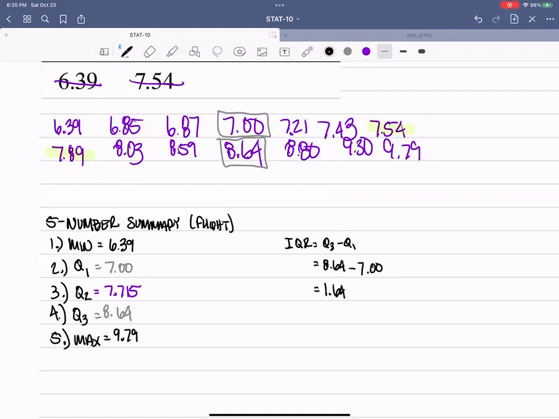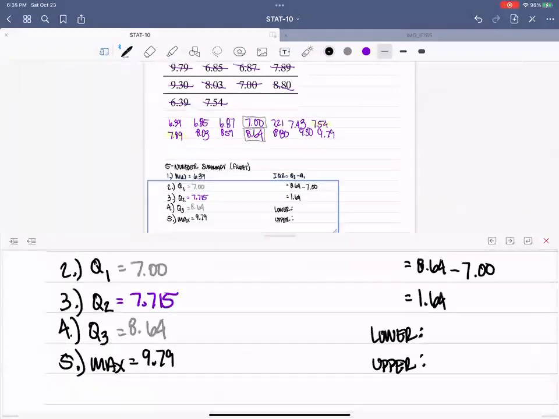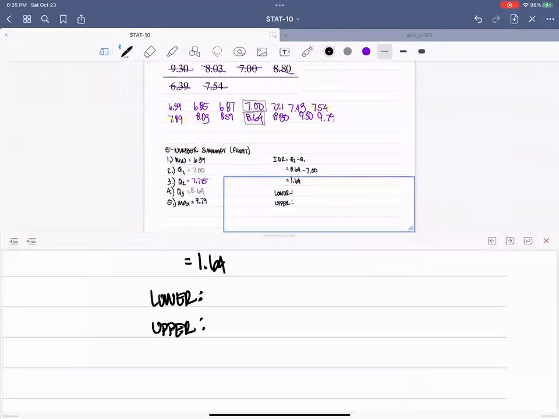And now we have our fences, our lower fence and our upper fence. For our lower fence, we're going to look at all the lower stuff. So this one's going to consist of Q1. Lower means minus, and then our 1.5 times our IQR. For our upper fence, we're looking at all the upper stuff. So upper, Q3, upper we add, and then we have our 1.5 times our IQR.